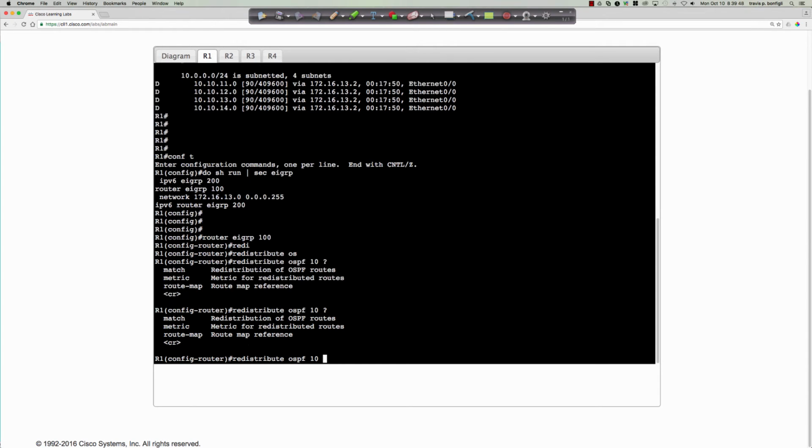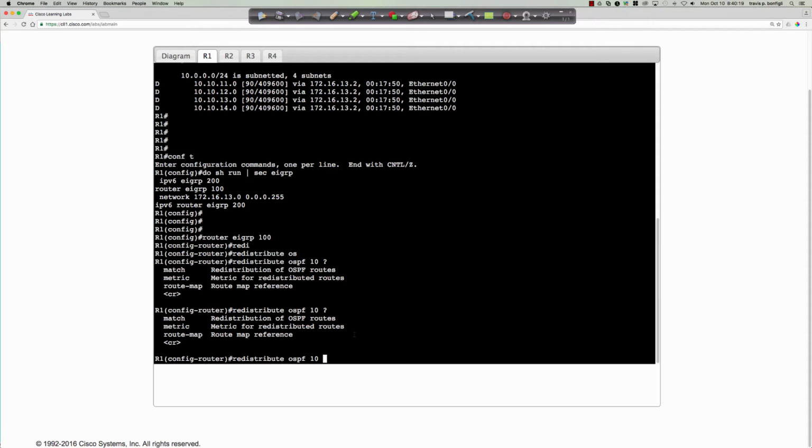Now, since we're redistributing from OSPF into EIGRP, remember, we're talking about apples and oranges in terms of the metrics. We know that EIGRP uses the composite metric, which by default is simply bandwidth and delay. And then we know that OSPF is using its own metric, which is simply based on the bandwidth of the interface and the speed of the link.